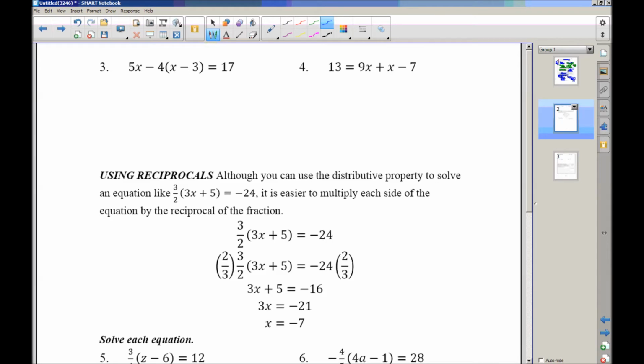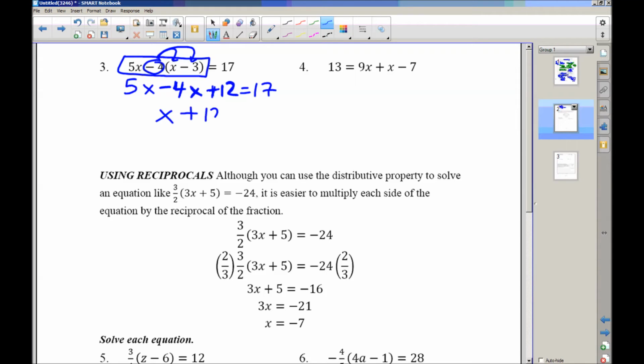All right, number 3. We've got 5x minus 4 times x minus 3 equals 17. So this side of the equation, this expression over here, was not simplified. So I distributed the negative 4 to make negative 4x and positive 12. Combine the like terms. 5x minus 4x is 1x, but we don't write the 1. Then we still have plus 12 equals 17. Subtract 12 to both sides, and we get 5. So the result was a one-step equation.